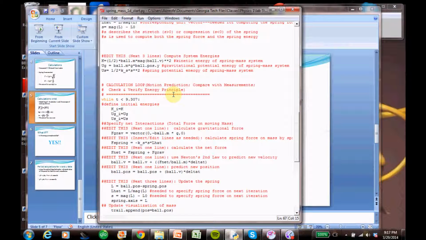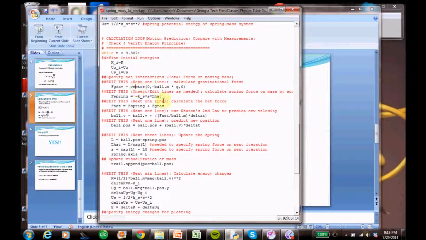I put in the value for the kinetic energy of the ball's motion, which is half m v squared, and the gravitational potential energy, which is the mass times gravity times the height, as well as the spring potential energy, which is half k s squared. I define my initial energies, as well as formulas for the force of gravity and the force of the spring. Using Newton's second law, I could then update the velocity and its position, as well as updating the length of the spring and its compression.